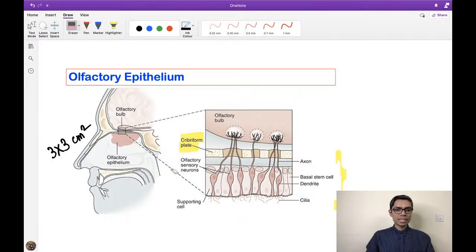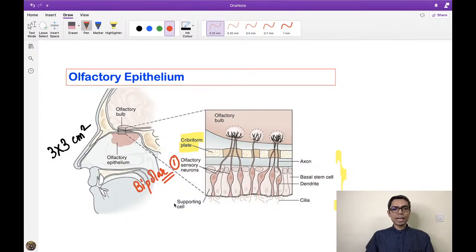So the number one cell is the olfactory sensory neuron, and if you look at this olfactory sensory neuron, you will find that it is a kind of bipolar cell. So the first MCQ is: olfactory sensory neurons are a kind of bipolar sensory neuron. It means the receptor for olfaction is located on a neuron which is a type of bipolar neuron.